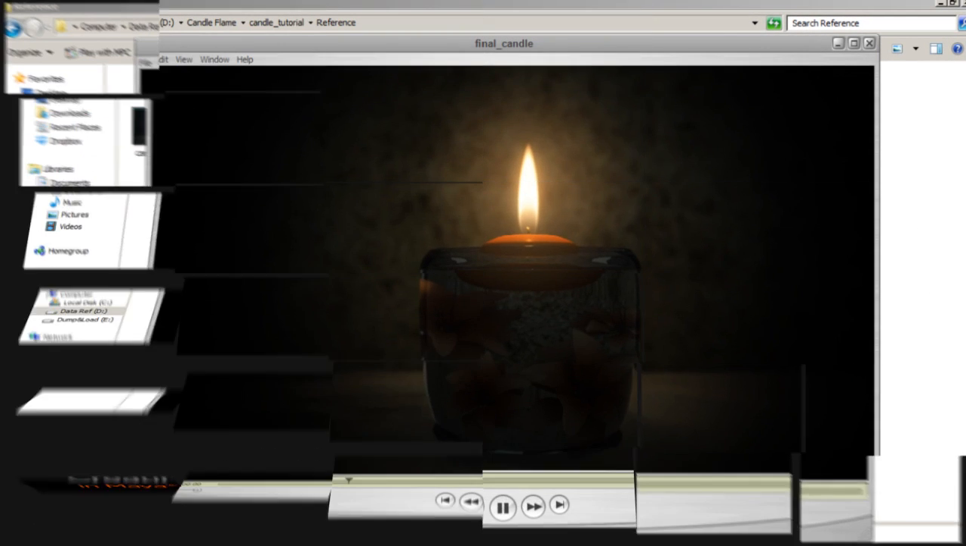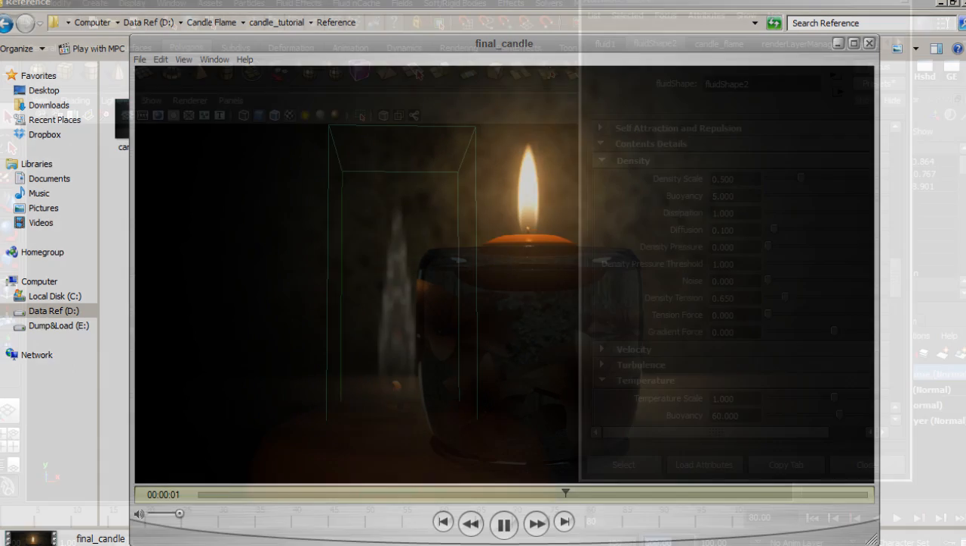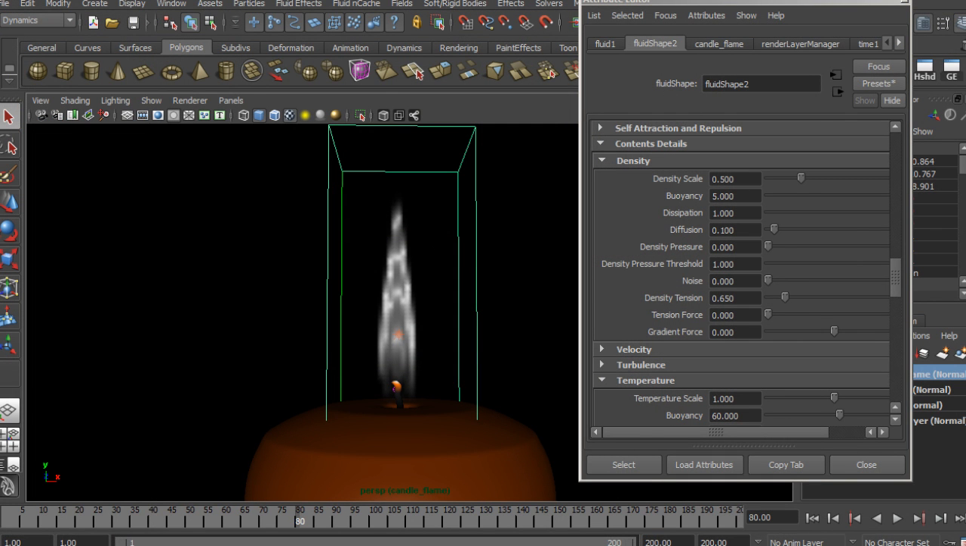In this course, we are going to learn the art of creating the simulation of candle flame. Precisely, we are going to create the floating candle. But first, we're going to take a look at how we can control the flames realistically using the Maya fluids.